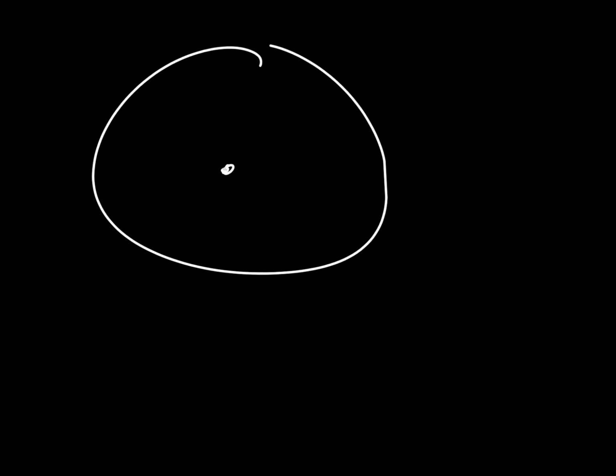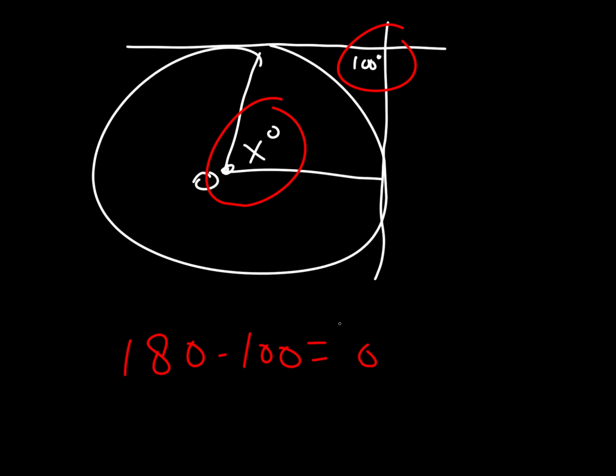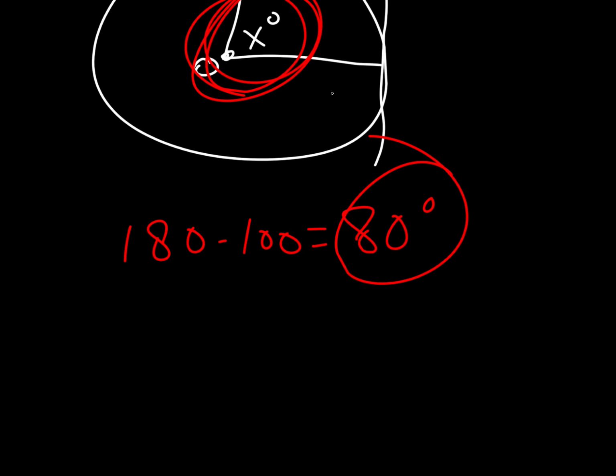The next one we're looking at is going to take me much longer to draw than it is to do it. So that is the center. Then we have tangent line, tangent line. We're told that this is 100 degrees. Well, the theorem says that this angle and this angle are supplementary. So if we just do 180 minus 100, we see that x is equal to 80. That's it.